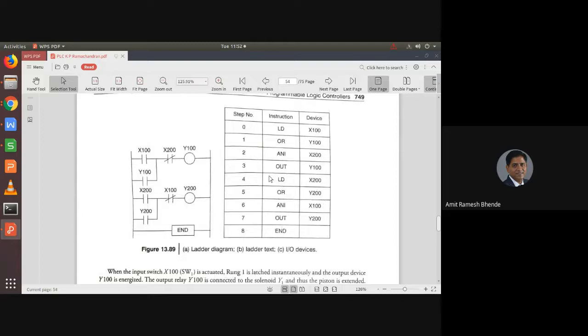So I hope that you have understood the first application of extension and retraction of the pneumatic cylinder. So if you have any question, then you can ask the question.